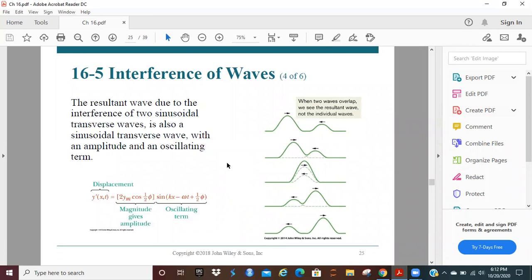The resultant wave, due to the interference of two sinusoidal transverse waves, is also a sinusoidal transverse wave with an amplitude and an oscillating term. So you get your displacement, you get your magnitude or the amplitude, and then you have your oscillating term.